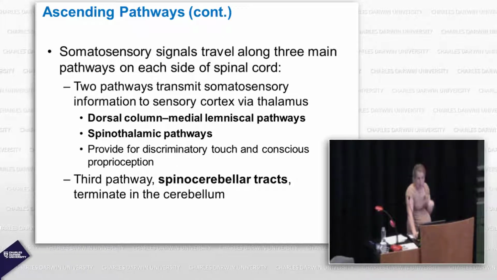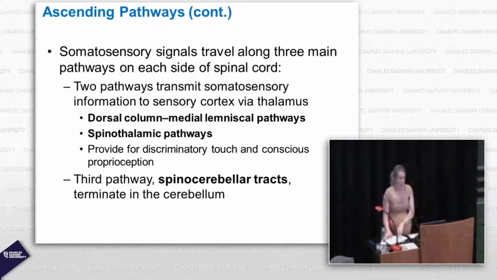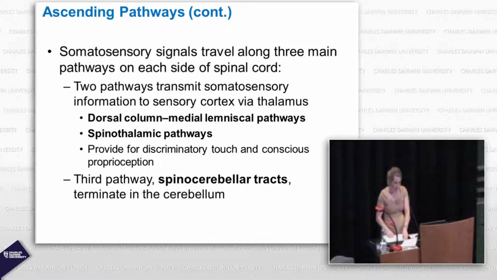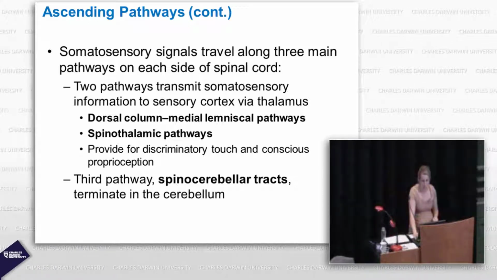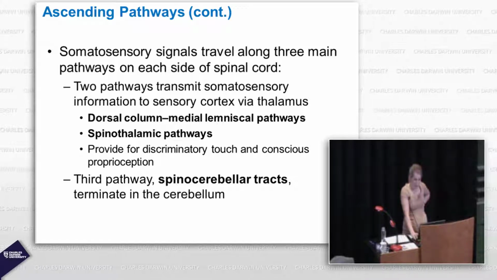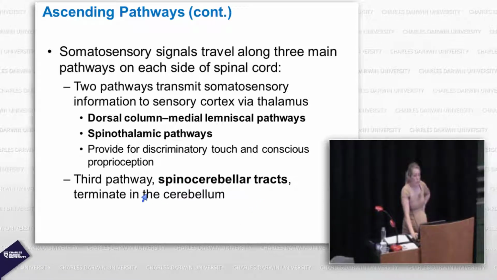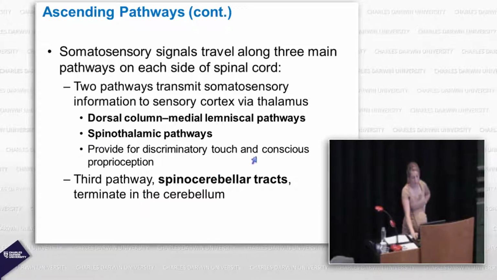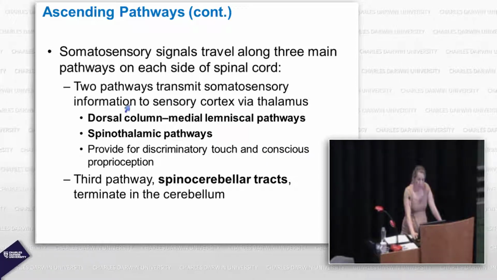Okay, so we've got three main pathways for these ascending tracts. As I said, we've got the one that ends in the cerebellum, so that's only got the two neuron pathways, and these two have the three links in the chain. So we've got the dorsal column medial lemniscal pathways. That was in our diagram before.